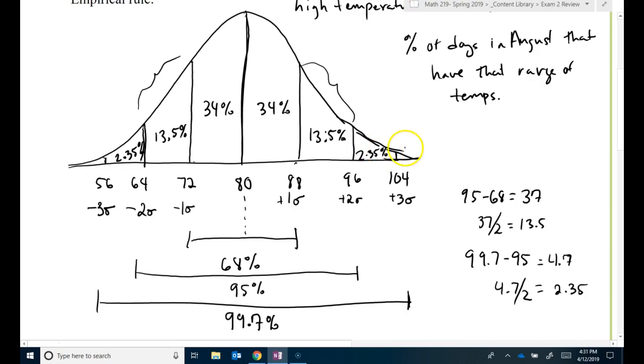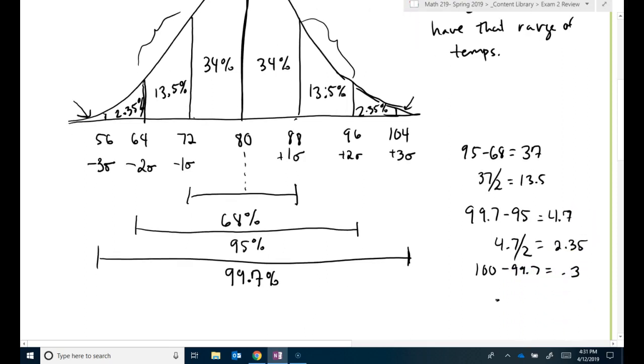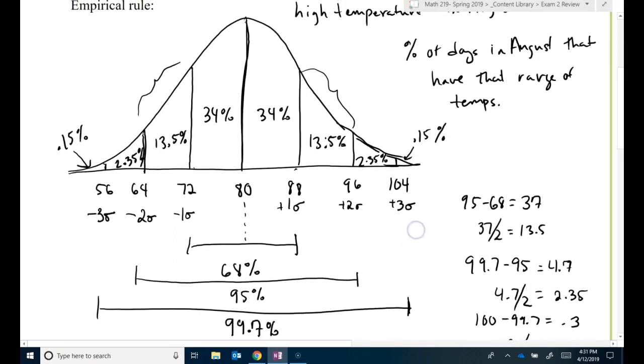And then finally, the question is how much is out here on the edges? Well, it's going to be 100 minus 99.7, that's 0.3. And then we'll divide that by 2, because we got the two sides there, and that's going to be 0.15. Okay. So those little pieces are tiny. That's 0.15%, not even 1% of the data, in those regions from 104 on. So in Chicago, if you ask what percentage of the high temperatures are going to be more than 104, the answer is 0.15%. It's going to be really rare.